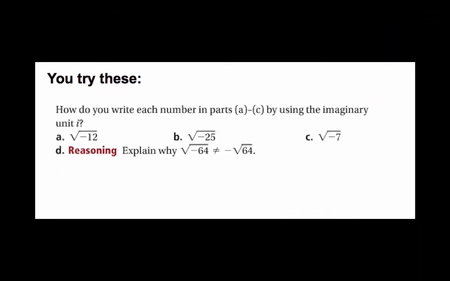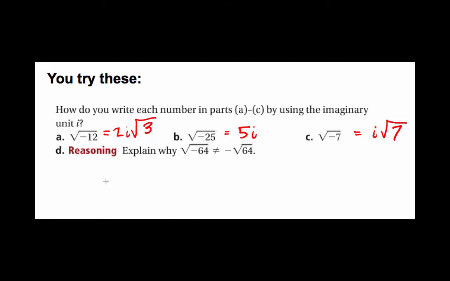Okay, so take a minute, pause the video, and try these 3 problems, and then also think about part D here, and I will give you the solutions to those. Okay, so our solution in A should be 2i radical 3. Our solution on B should be 5i, and our solution on C should be i radical 7.